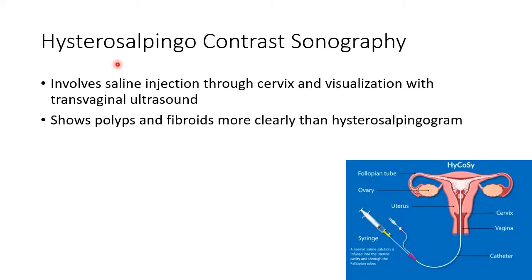Now let us see about Hysterosalpingo contrast sonography. As you can see in this picture, it involves saline injection through the cervix and visualization with transvaginal ultrasound. It shows polyps and fibroids more clearly than hysterosalpingogram, and it is useful in the evaluation of tubal patency.